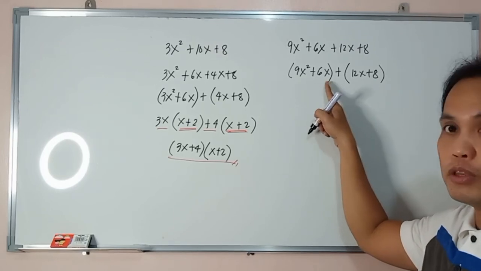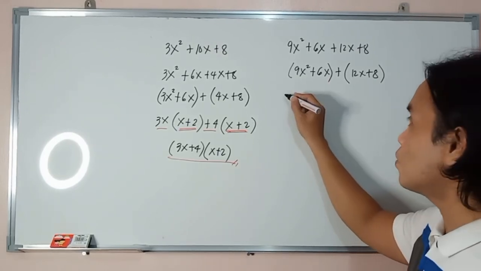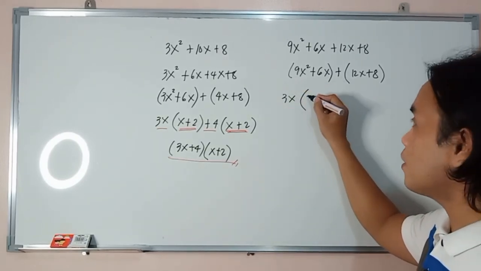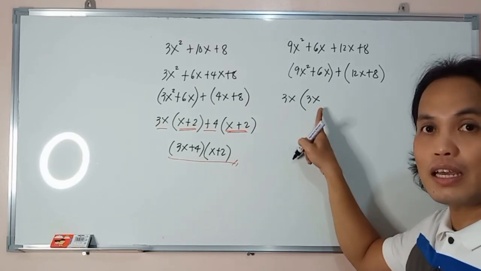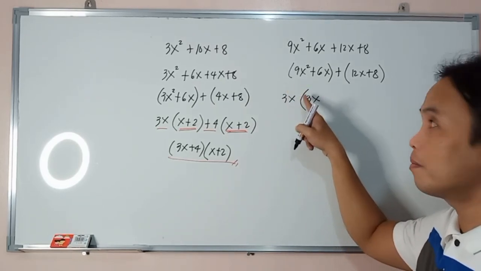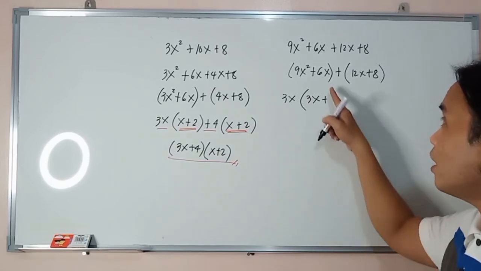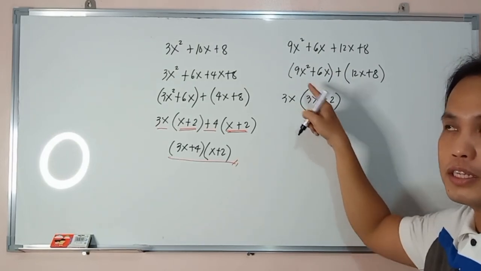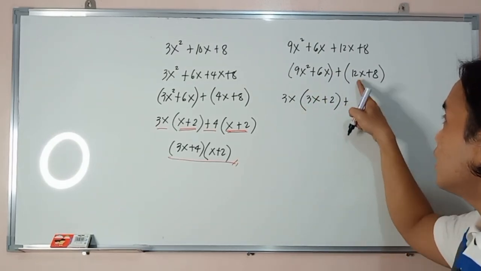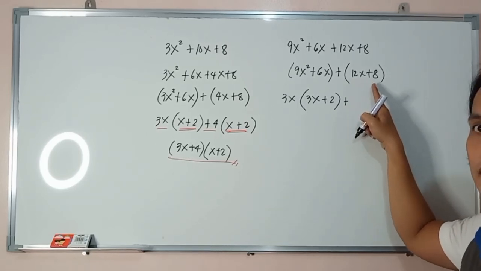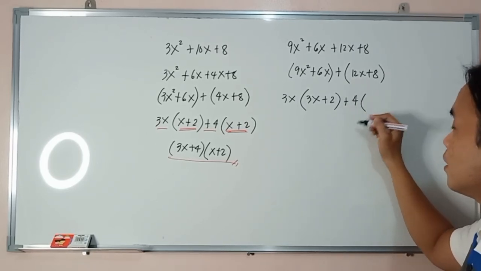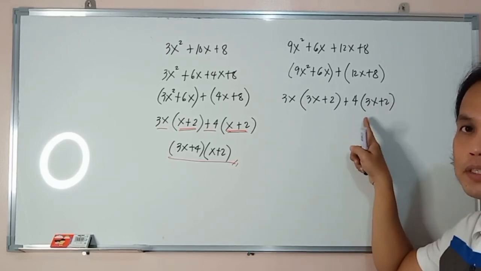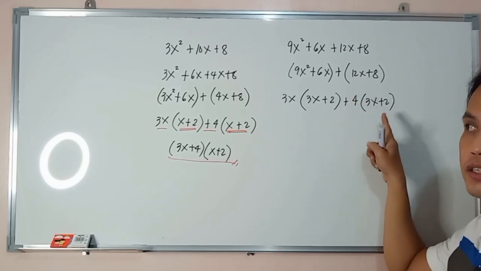Now, our common factor between 9x squared plus 6x is, of course, 3x. So what remains for 9x squared is 3x. That is 3x times 3x, that is 9x squared. We copy plus. We have here 6x, we factored out the 3x, so what remains is 2. 3x times 2 is 6x. We copy here plus. The common factor between 12x plus 8 is of course 4. Then this is 3x plus 2. Because when we multiply 4 times 3x, that is 12x. 4 times 2 is 8.